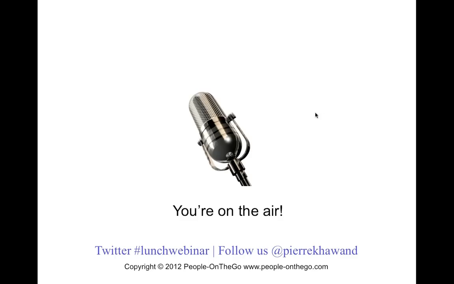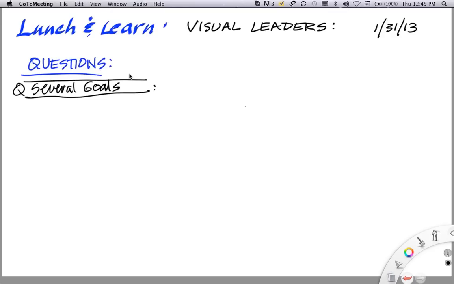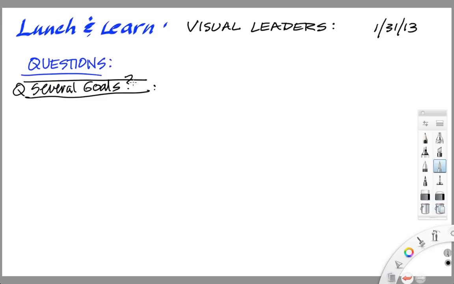What if you need to accomplish several goals in one meeting? Do you use multiple strategies? Wouldn't that be maybe cumbersome and potentially confusing? Yes, the answer is yes. A meeting can have several different activities going on.